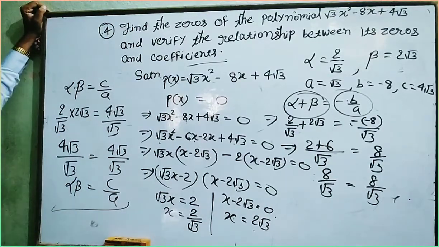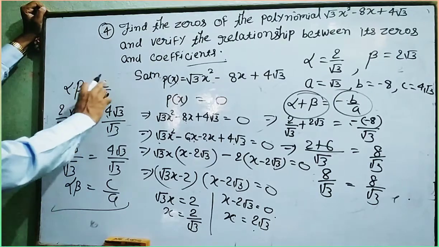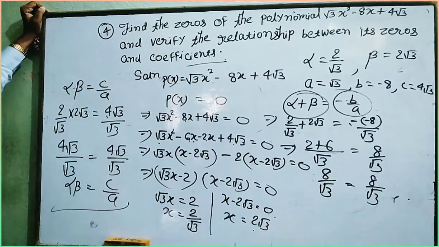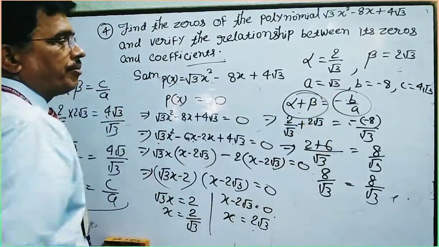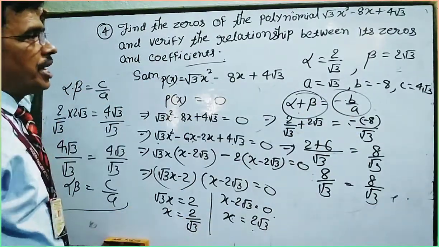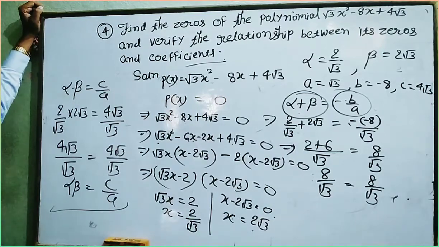This relation says the product of the zeros is equal to the coefficient of the constant term by the coefficient of x square, and the sum of the zeros is minus the coefficient of x by the coefficient of x square. Both relations are satisfied. There are so many questions in the examples and exercise. First solve the examples, then the other questions. Next question I want to give.